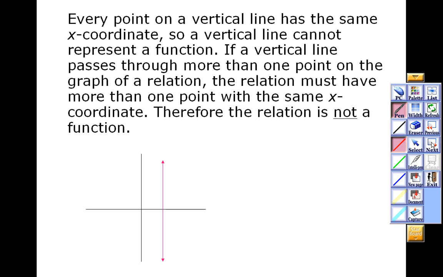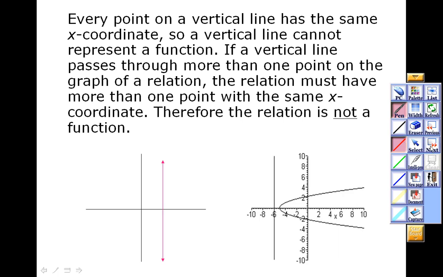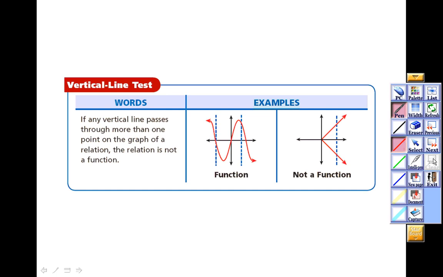So say we have this graph with this vertical line seen in pink. Or we could have this over here, this sideways looking parabola. That line you see moving across the screen is representing the vertical line test. So if we take a vertical line and drag it across our graph, does it ever hit the graph at more than one point? Yes, it does. Therefore, it's not a function.